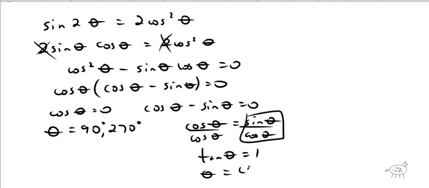So where's tangent equal to 1? Well, in the first quadrant, 45 degrees, and in the third quadrant, 225 degrees. And there you go. Those are your 4 answers. I didn't square anything, so I didn't have to check for extraneous solutions. Oh yeah, love it. Okay, last example.